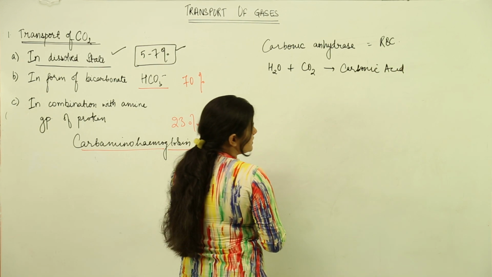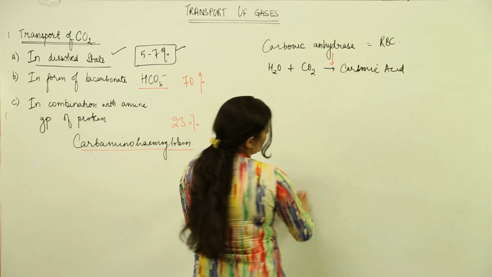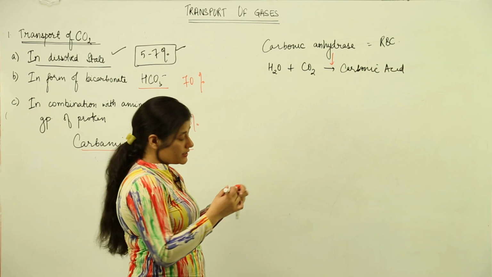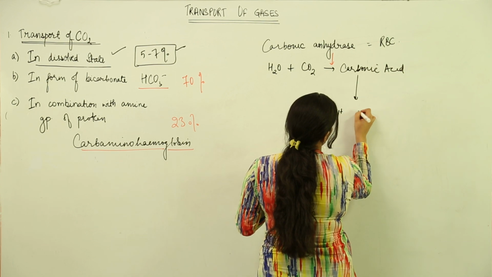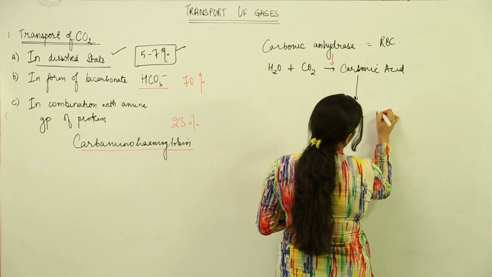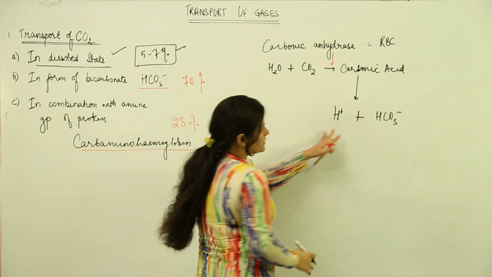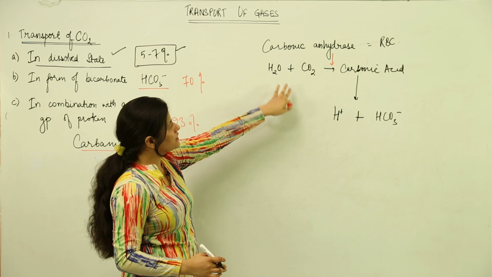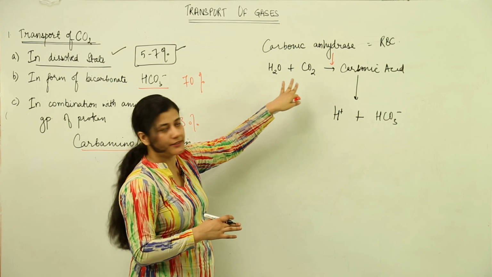Alright, this carbonic acid is formed in the presence of this carbonic anhydrase. Now this carbonic acid breaks down into protons, that is H positive ions, and bicarbonate ions. So this is what we get as a result of this binding. This is all taking place inside the RBCs.